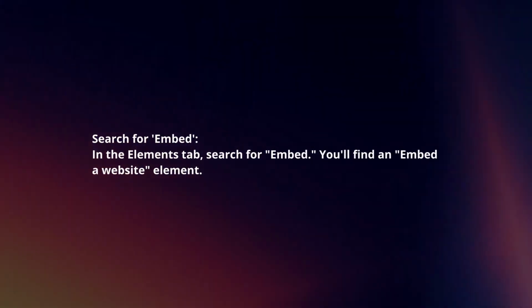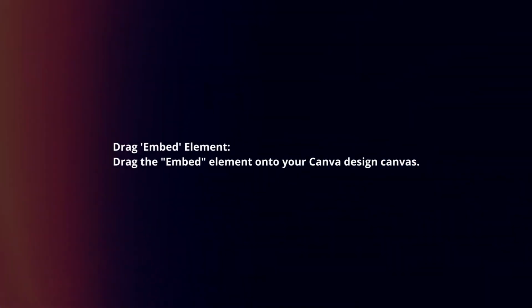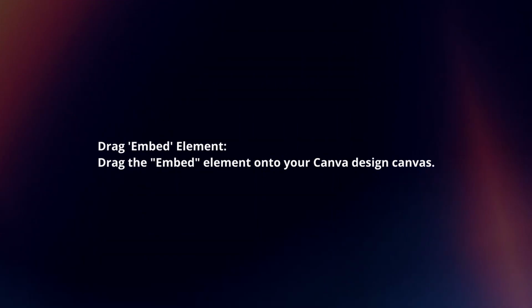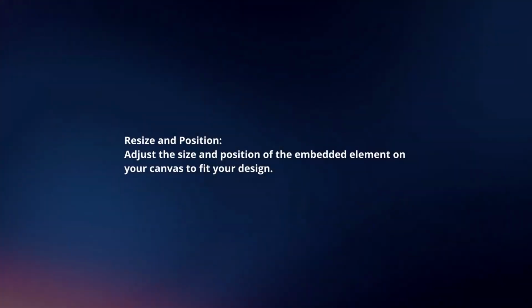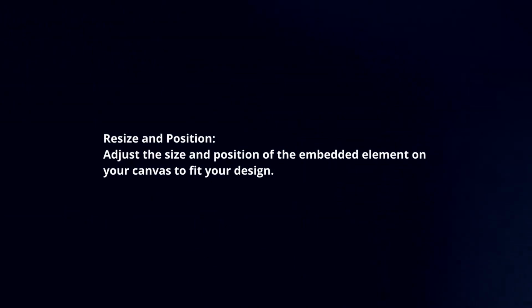You will find an Embed a Website element. Drag Embed element. Drag the Embed element onto your Canva design canvas. Resize and position. Adjust the size and position of the embedded element on your canvas to fit your design.